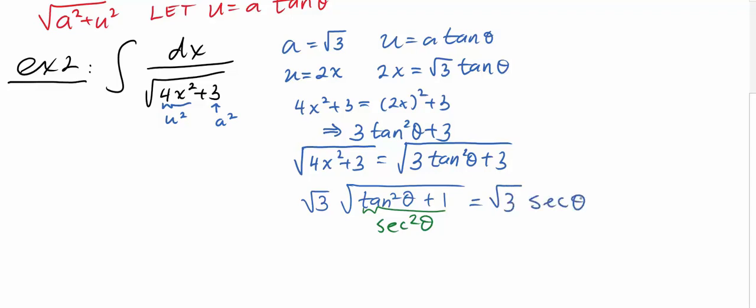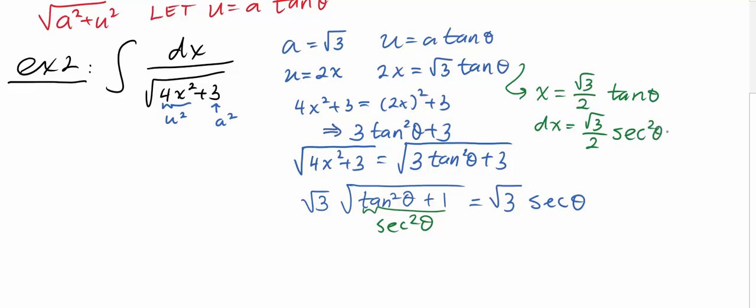Okay, so let's go ahead and make our substitution into the integral and bring it completely from x-land into theta land. But don't forget, we need dx. So to get dx, we're going to need to divide by 2. So x equals rad 3 over 2 tan theta. And when we differentiate, we get that dx equals rad 3 over 2 secant squared of theta d theta.